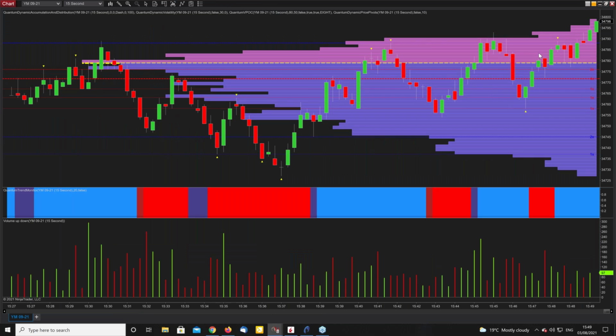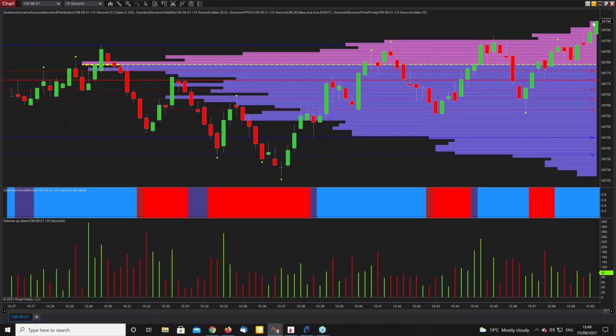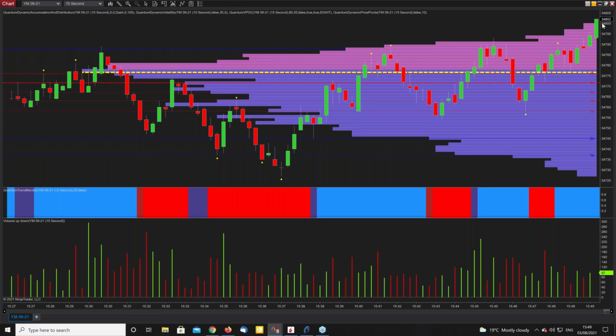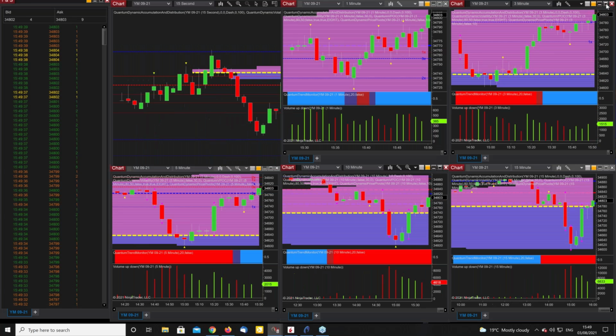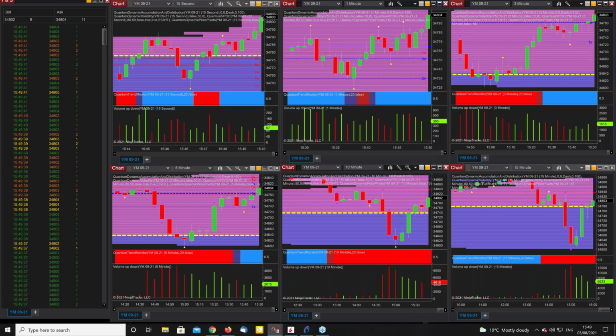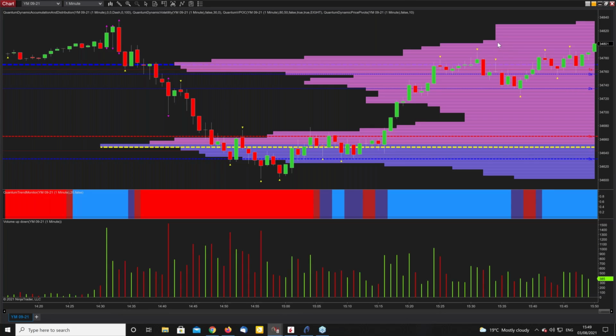We go up here. Oh, this is on 15-second. We're now moving through the top of the VPOC. So the volume here is very lightweight. Let's go up to the 1 minute now. In terms of 1 minute, this is looking pretty positive. In fact, this is probably a better example.